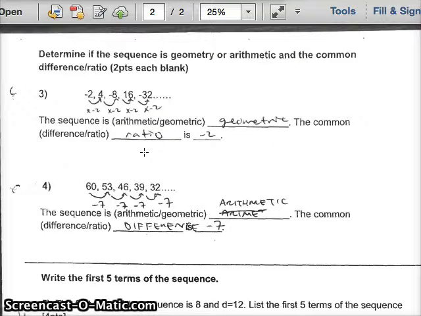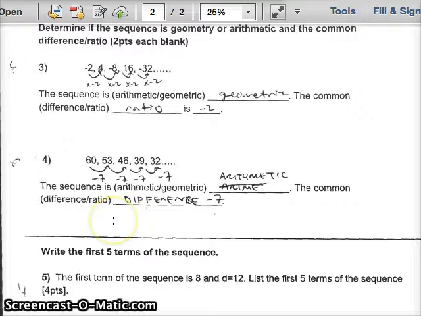Question number 4. The sequence is arithmetic. It's an arithmetic sequence because the common difference is -7. Difference means adding or subtracting. So therefore you're subtracting 7 in each of those.